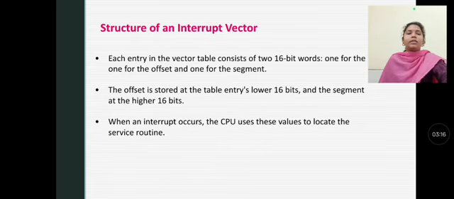Structure of an interrupt vector. Each entry in the vector table consists of two 16-bit words, one for the offset and one for the segment. The offset is stored at the table entry's lower 16 bits and the segment at the higher 16 bits. Third one, when an interrupt occurs, the CPU uses these values to locate the service routine.